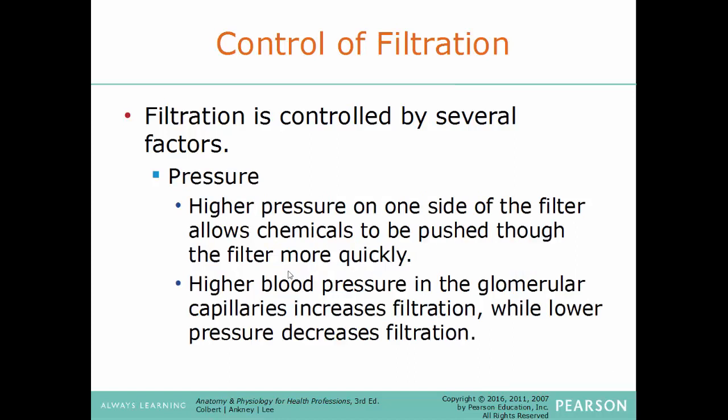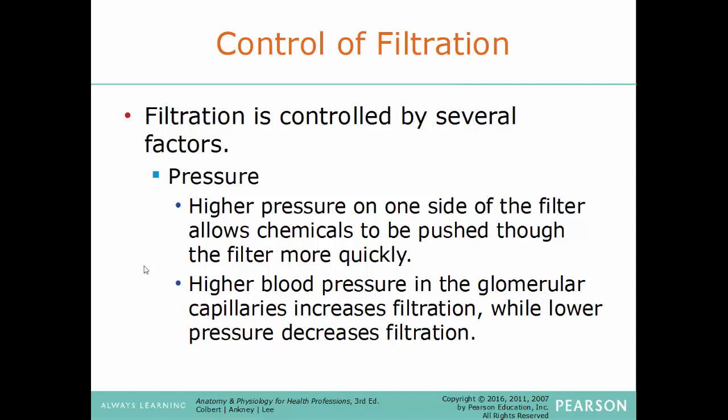Another factor that controls filtration is pressure. There's a higher pressure on one side of the filter that allows chemicals to be pushed through the filter more quickly. And that's because the size of the efferent arteriole is smaller than that of the afferent arteriole. A good analogy to think about this is turning on a garden hose and then putting your thumb over the edge of the hose. When you do that, the water comes out faster. This is called the Bernoulli effect in physics. You have fluid moving through a more narrow space, so its velocity will increase.